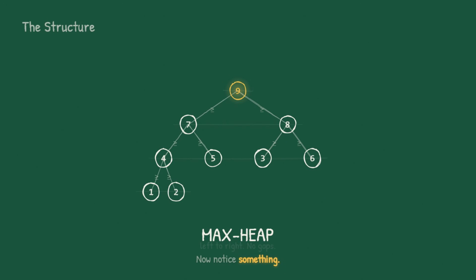Now notice something. 7 is on the left, 8 is on the right. 8 is bigger, so shouldn't it be on the left? No. The heap doesn't care about left versus right, it only cares about parent versus child. 7 and 8 can be in any order. The heap is not sorted, and that's completely fine.